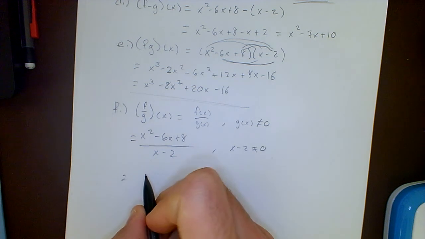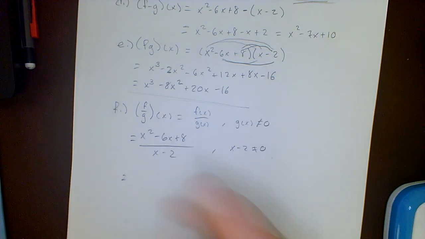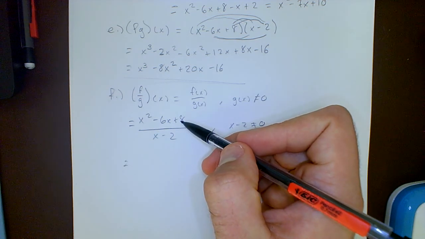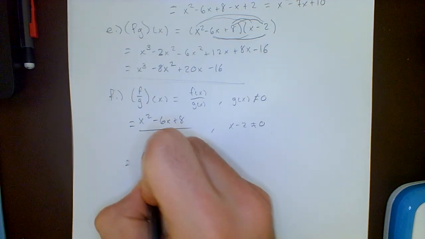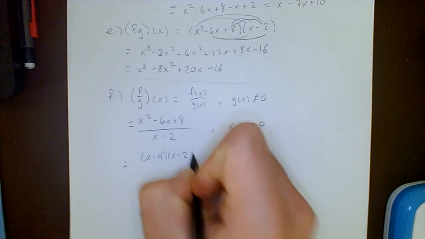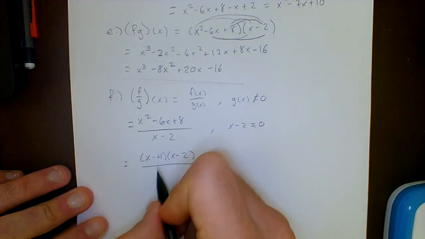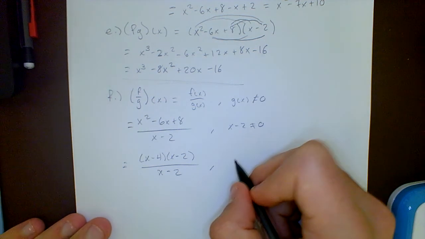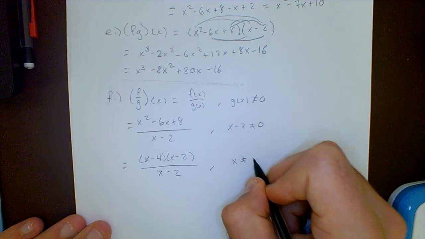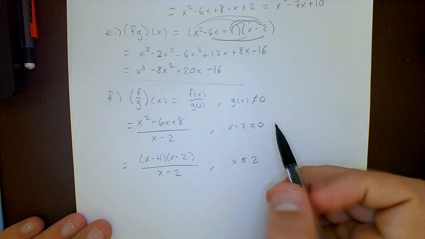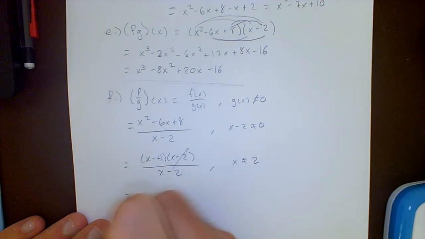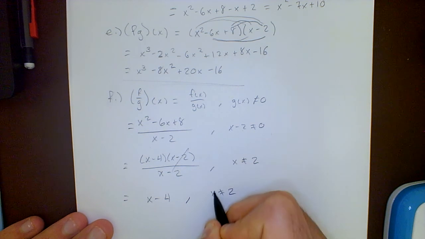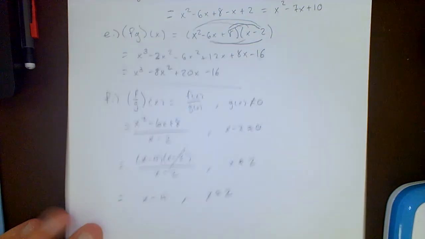Okay, so we can factor f if we want to simplify this. So we need two numbers that multiply to positive 8 but add up to negative 6. So x minus 4 and x minus 2 do the trick. And then we have x minus 2 over here, when x is not equal to positive 2, right? I just added 2 to both sides here. Okay, so now we can cancel this. So this is equal to just x minus 4, but we still note that that's only when x is not equal to 2 because of the original definition of the function.